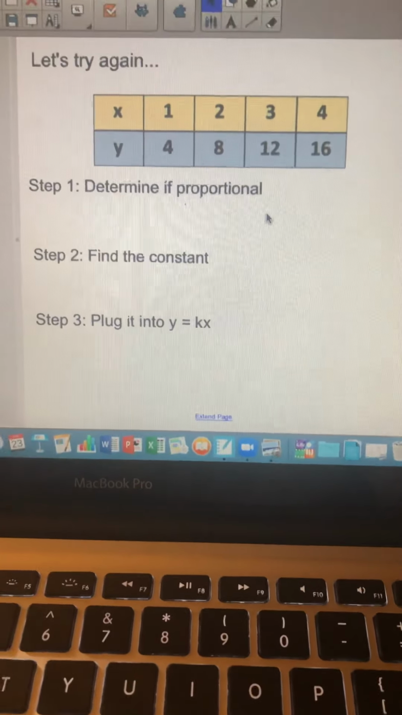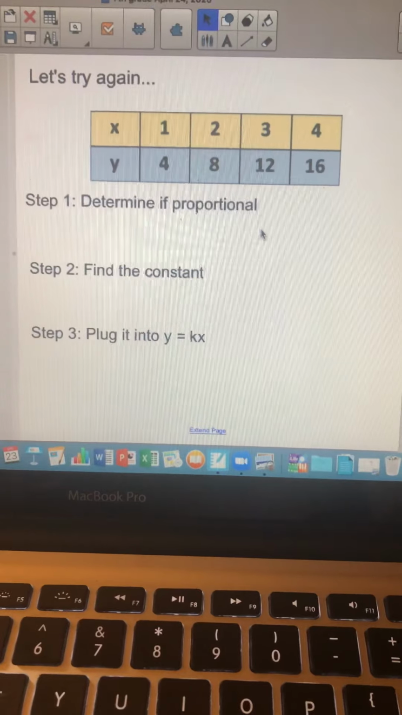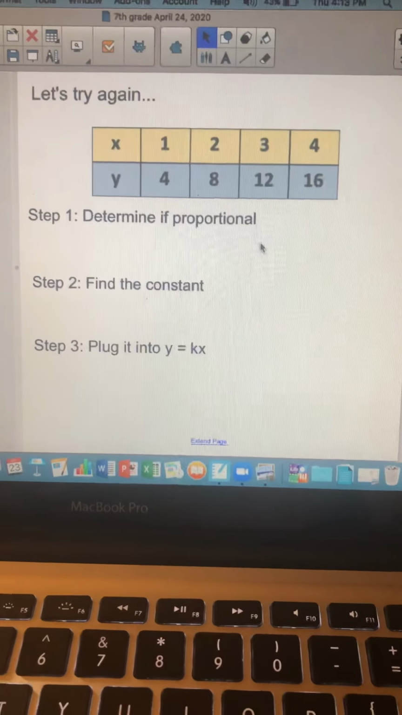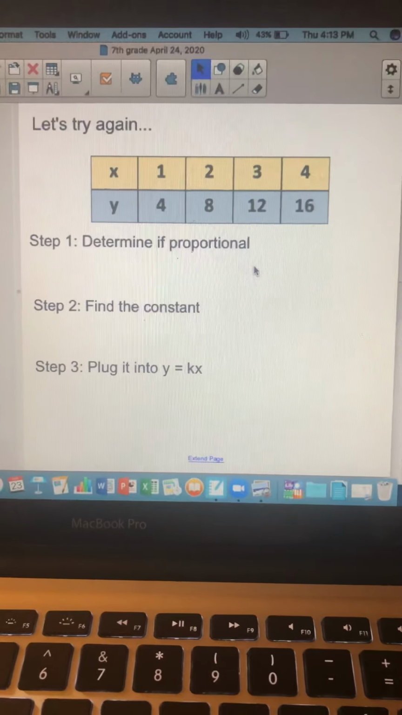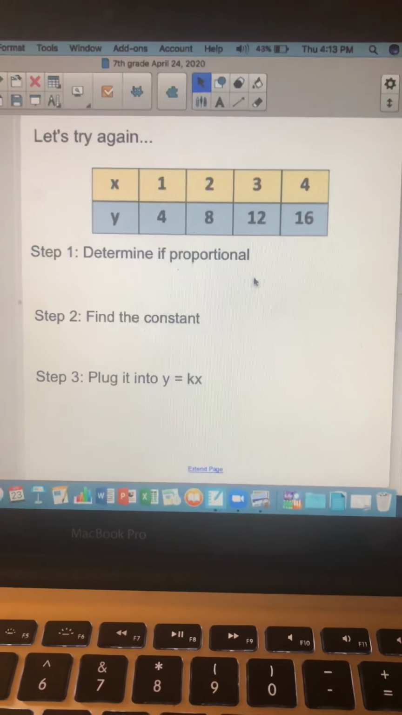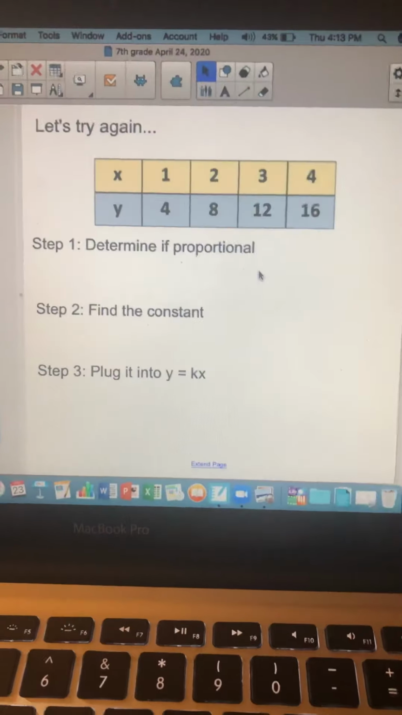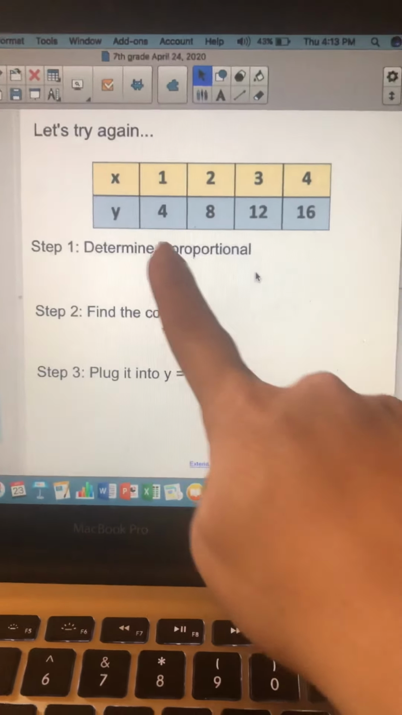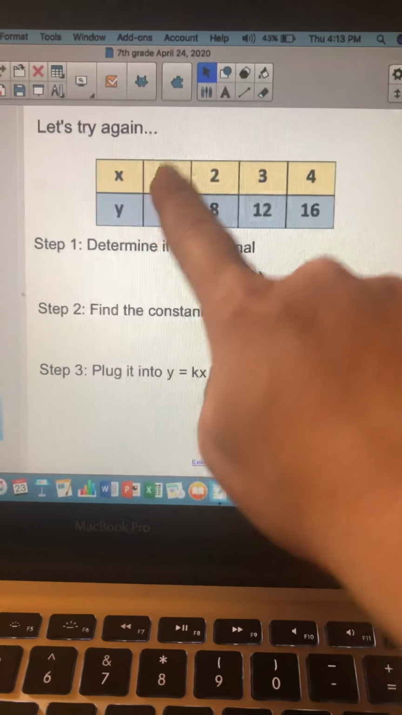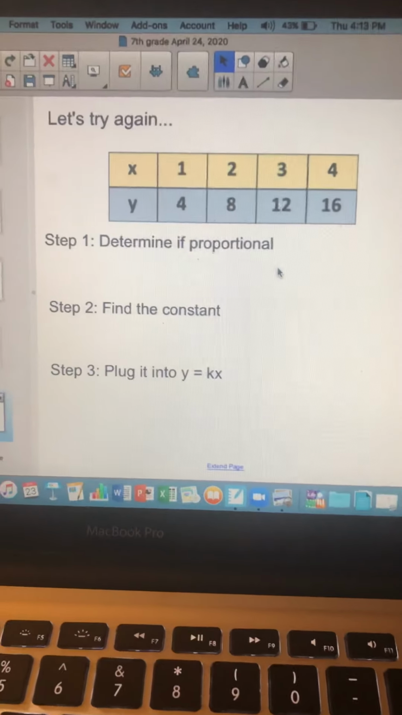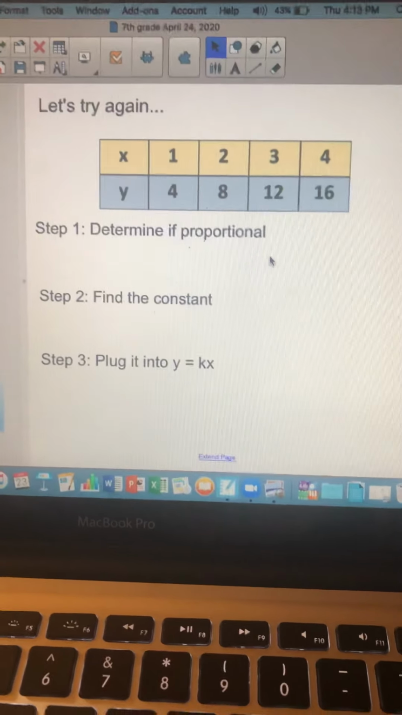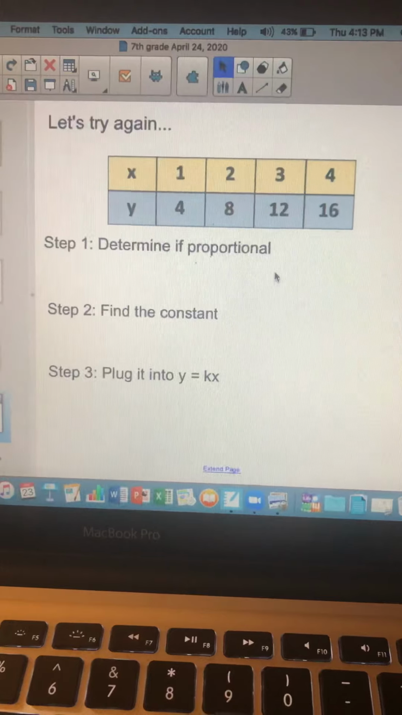So here's another table. We have the data provided. You guys might have already seen this table before. So you're going to make sure that it's proportional. You're going to look for that constant. So do we notice a pattern in our y's? Yeah, the pattern would be plus 4. Do we notice a pattern in our x's? Yes, the pattern would be plus 1. So our constant would be 4 over 1.